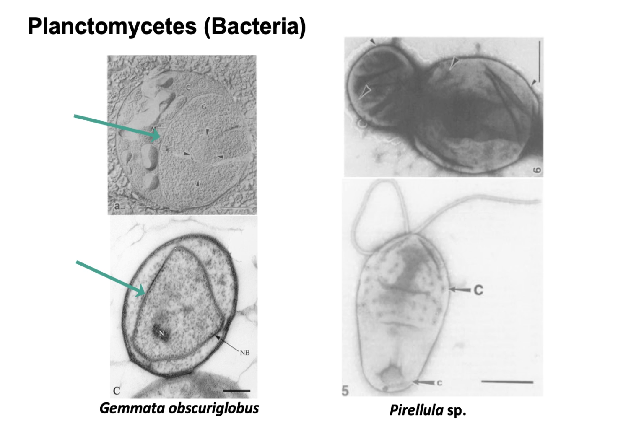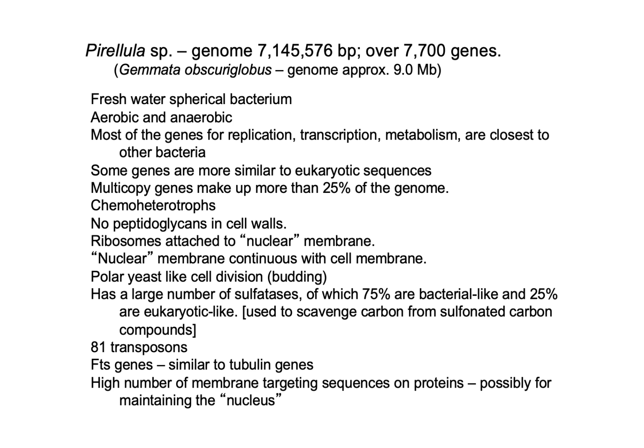So that one's the one that looks like a nucleus, but this group has several different subgroups within it that have different membrane systems, but all have internal membrane systems. As I indicated, these have larger genomes, so that Pirellula has a genome size of about 7.1 million base pairs, and Gemmata obscuriglobus has a genome size of about 9 million base pairs.